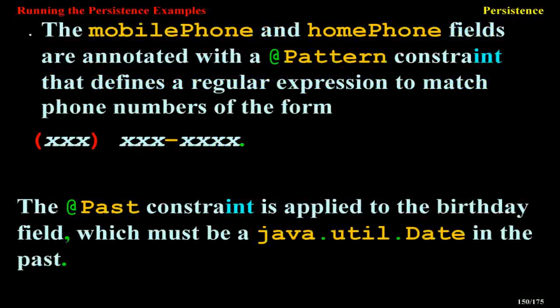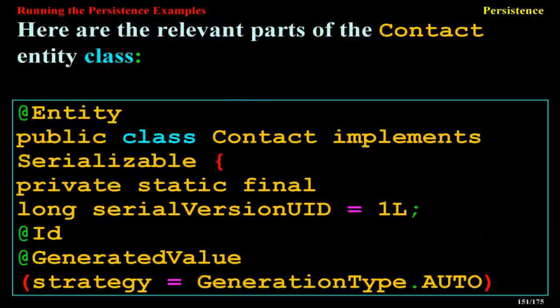The mobilePhone and homePhone fields are annotated with a @Pattern constraint that defines a regular expression to match phone numbers of the form XXX-XXX-XXXX. The @Past constraint is applied to the birthday field, which must be a java.util.Date in the past. Here are the relevant parts of the Contact entity class.